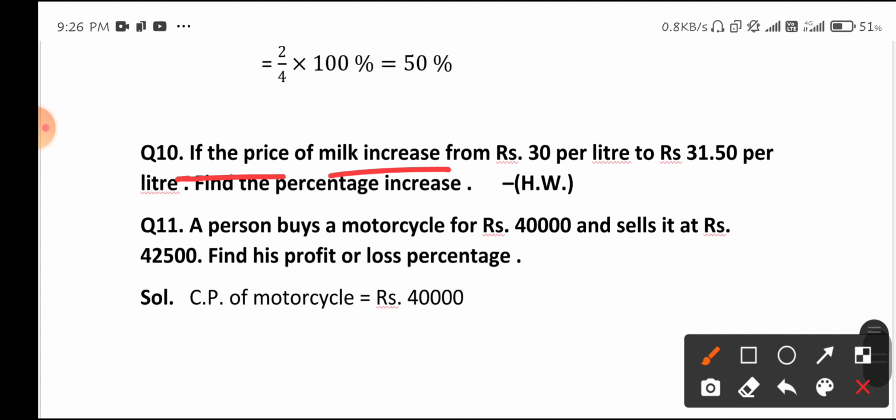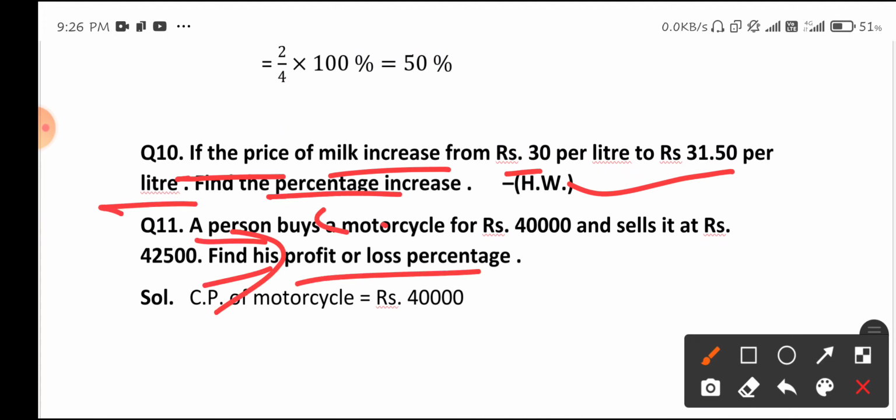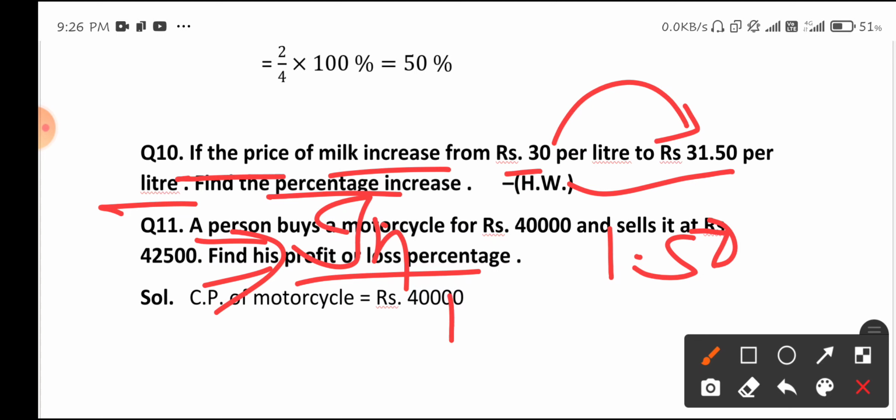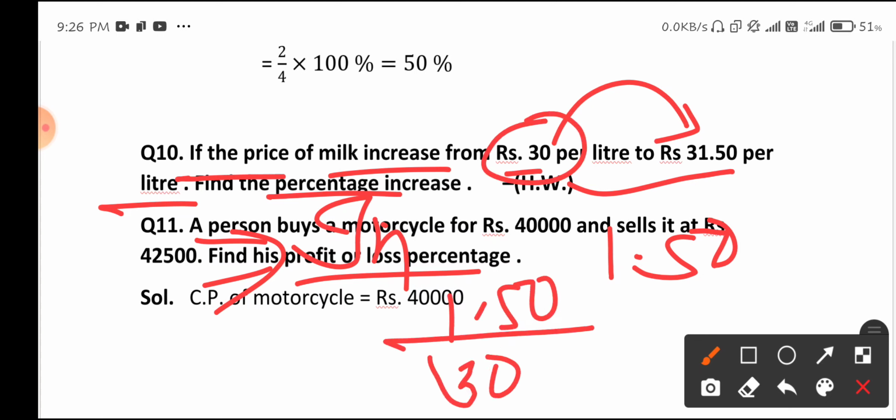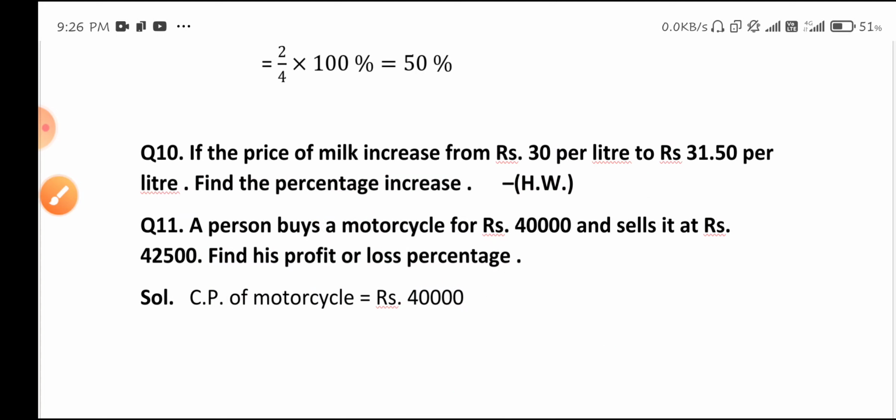If the price of milk increase from rupees 30 to 31.50 per liter, find the percentage increase. So again what will you do, increase मतलब 30 से 31.50 कितना increase हो गया 1.5, और टोटल पहले कितना था 30 था, so 1.50 upon 30 multiply 100, like this you have to find the answer. Then see the question number 11.